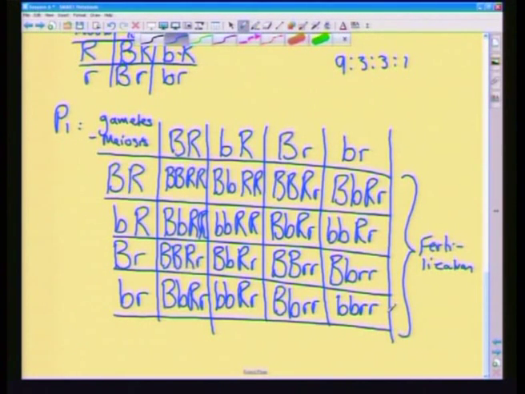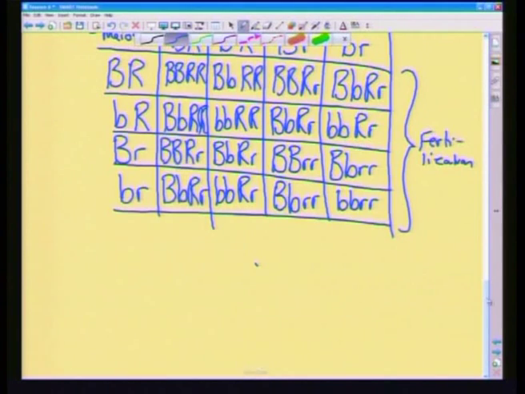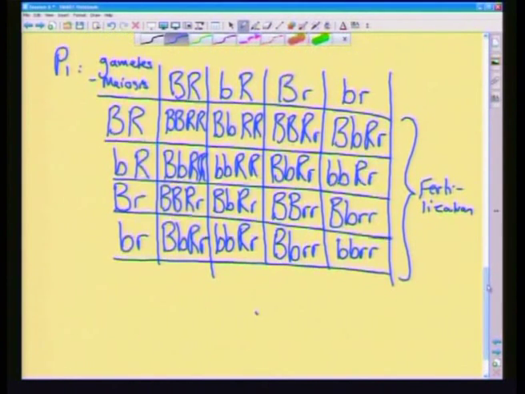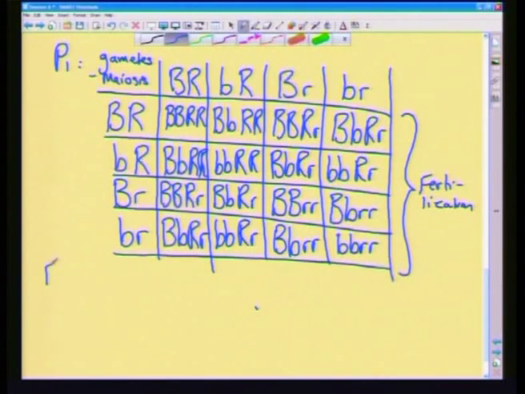So here we have our whole process, and now we have to make sure that when we write down, I'm going to move this up just a touch, when we now look at our F1 generation, we're going to look at our genotype, and then we're going to look at the phenotype.